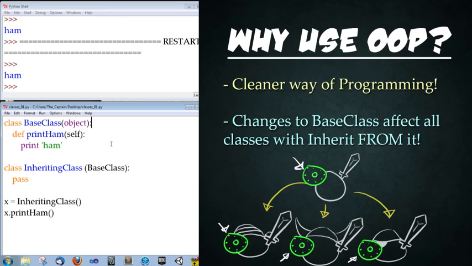Alright, so why use object-oriented programming? Well, it's a much cleaner way of programming. For instance, if we wanted to make any changes to the base class, it would affect all the inheriting classes. So, for instance, if we were to create a base character class, which we will here in a minute, if we wanted to change the health of all the characters across the board at once, or if we wanted to add a new ability to all characters at once, we could do that with inheritance. So let's go ahead and try another example.